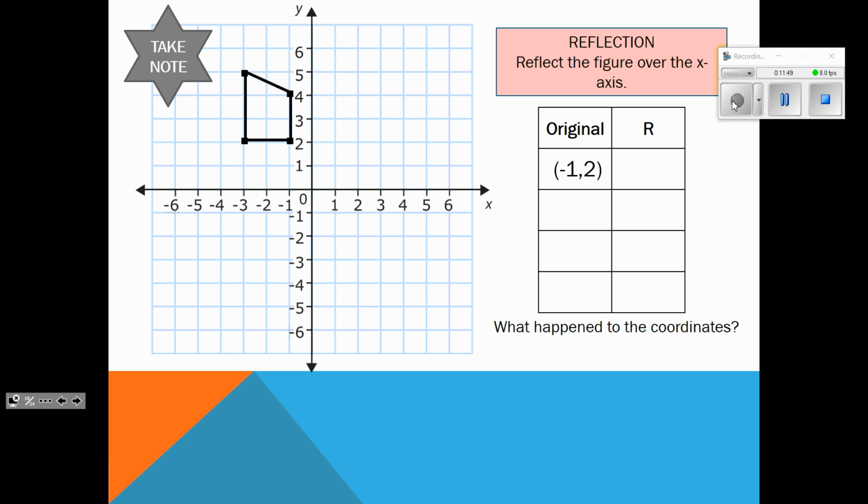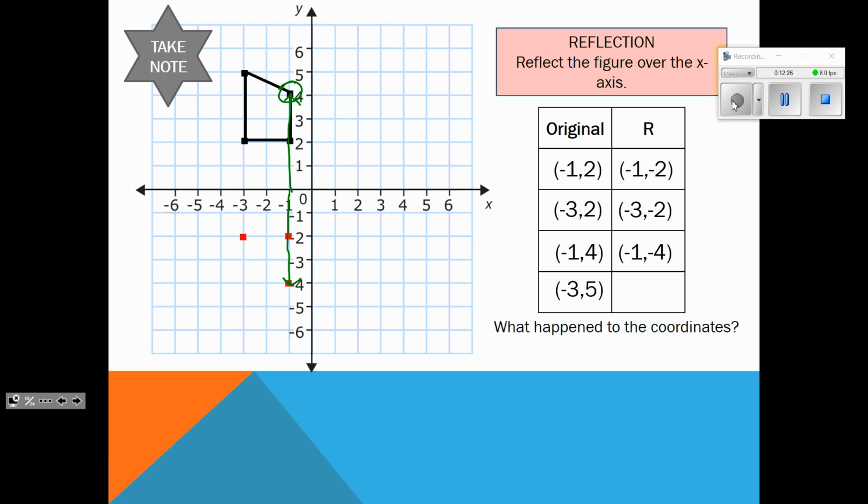Remember, we're reflecting over the x. So if it goes 2 up, we go 2 down, and that ordered pair would be negative 1, negative 2. The next ordered pair we're looking at is negative 3, negative 2, this one. It is 2 up, so we want to go 2 down from the x-axis. That would be negative 3, negative 2. The next ordered pair is negative 1, 4, this one right here. It was 4 up, so we want to reflect it 4 down, which would be negative 1, negative 4.